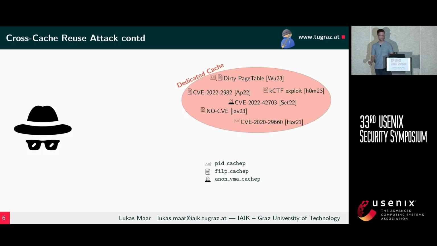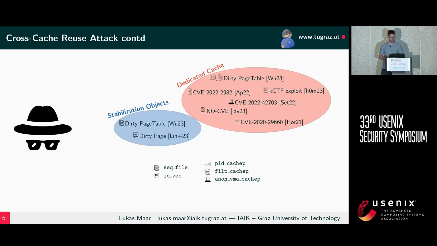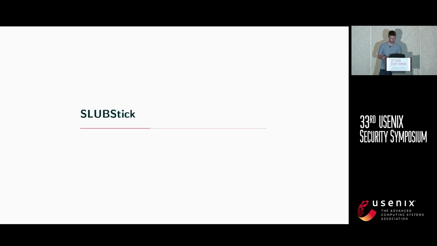In the past, these kinds of attacks mainly occurred on dedicated caches because cross-cache attacks on dedicated caches are significantly more reliable, because a dedicated cache has typically only one allocation site, while generic caches have a lot of allocation sites, sometimes in the order of thousands. There are some cross-cache attacks on generic caches, however, these required stabilization objects to perform the cross-cache attack reliably. With the background being done, let's continue with SLUBStick.